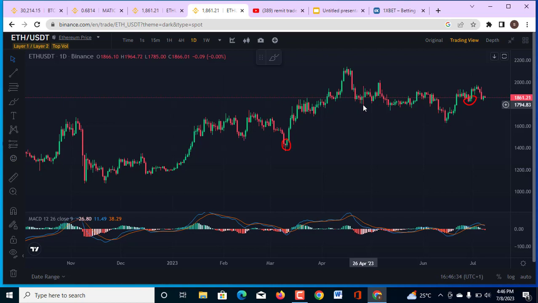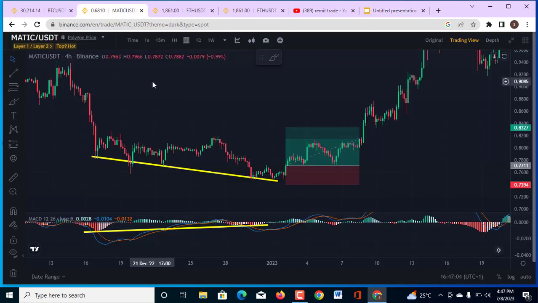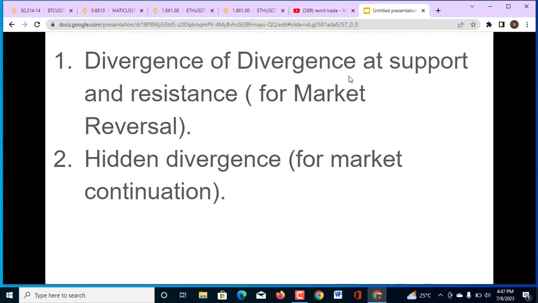This is how you spot divergence for continuation, and I call this hidden divergence for market continuation, and divergence at support and resistance level for market reversal on the lower time frame. This is a very, very powerful trading strategy that you can apply right now on your chart to better your market prediction.